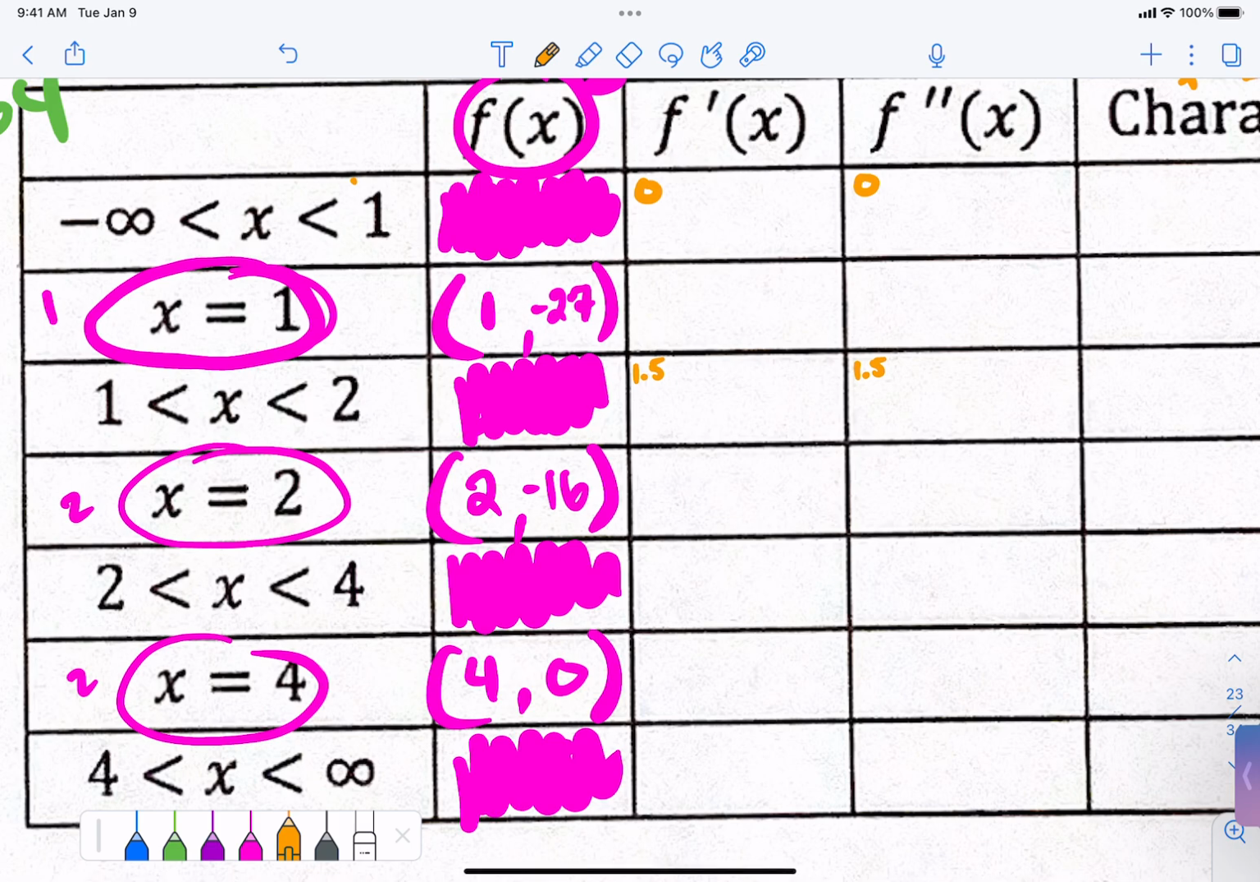A number between 1 and 2. 1.5. A number between 2 and 4. 3. And a number between 4 and infinity. Let's plug in 6.5.